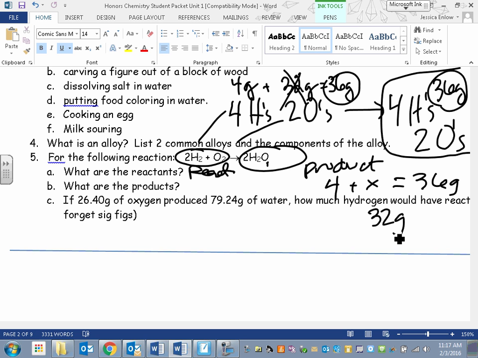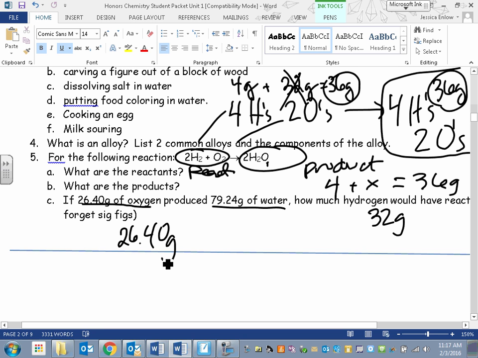But for our sake, I just want you to see that mass is conserved. So in this example, part C, if that much oxygen is used to produce this much water, how much of the hydrogen would have had to react? So the oxygen is on the reactant side, so 26.4 grams, and the question is about hydrogen, correct? So it's asking for x, so I'm going to call that hydrogen right there. And I'm not even considering the 2, it's just saying how much hydrogen total do I have. That's going to yield 79.24 grams of water. That much water is total product mass.